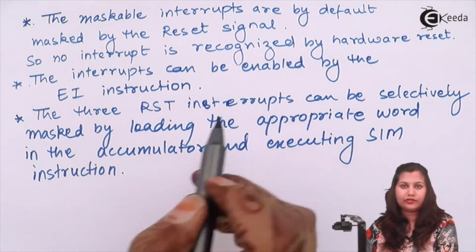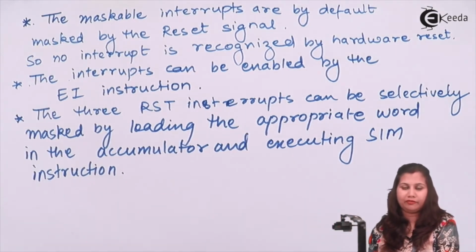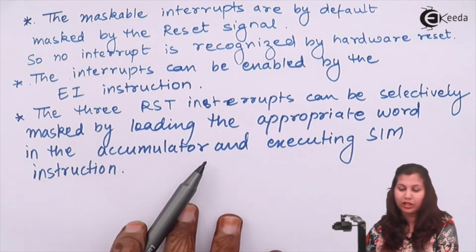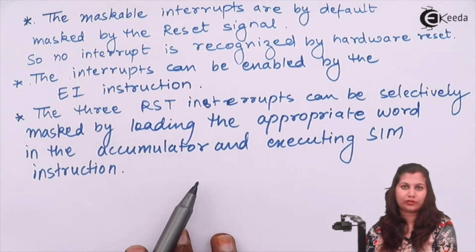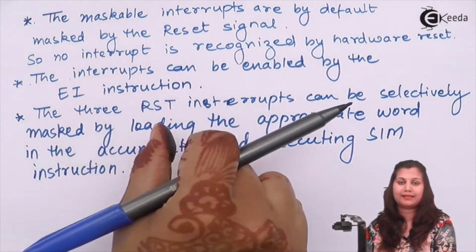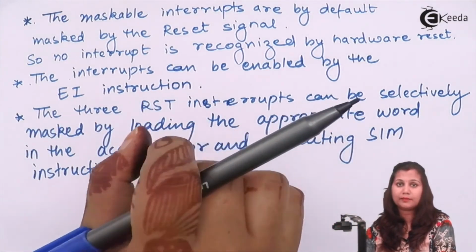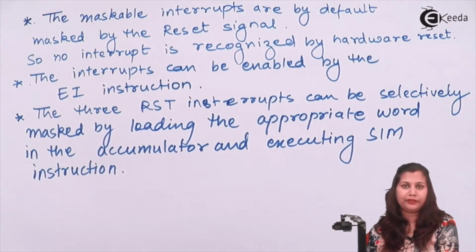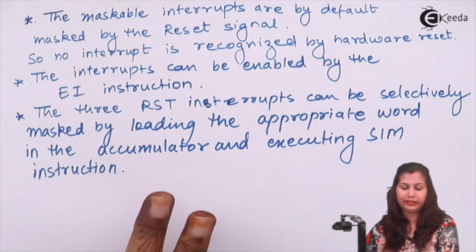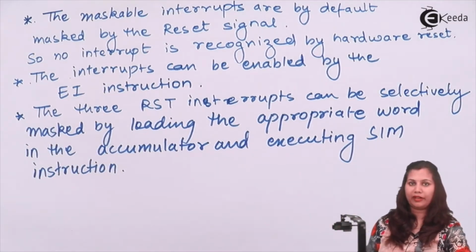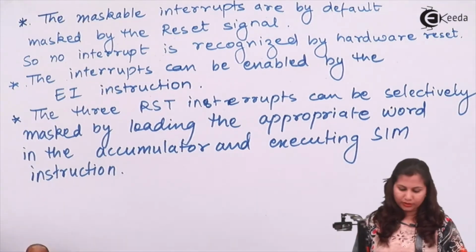The three RST interrupts, RST 7.5, 6.5 and 5.5, can be selectively masked by loading the appropriate word in the accumulator and executing the SIM instruction. In the SIM instruction, we have the bits specified for the masking of these three RST interrupts. We will study the SIM instruction later on, and by loading the appropriate data for the SIM instruction in the accumulator, we can mask these three interrupts: 7.5, 6.5 and 5.5. So this was the third step.